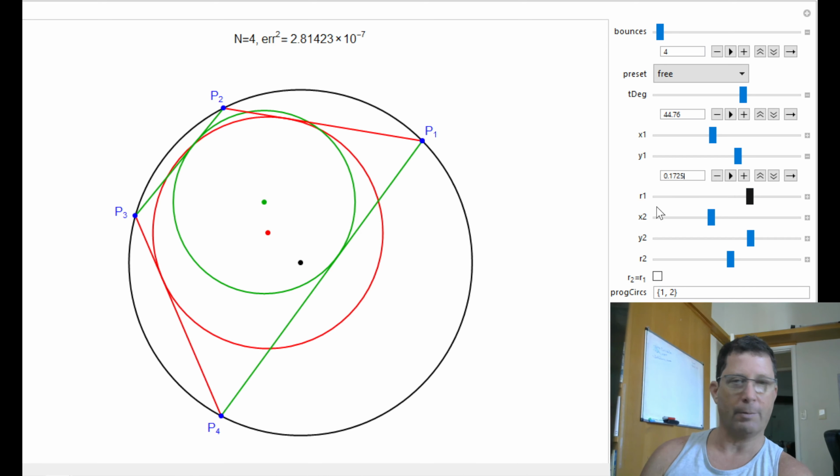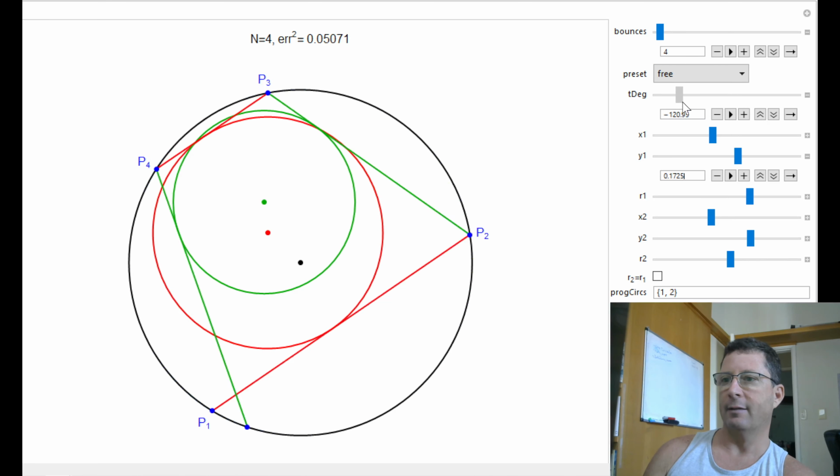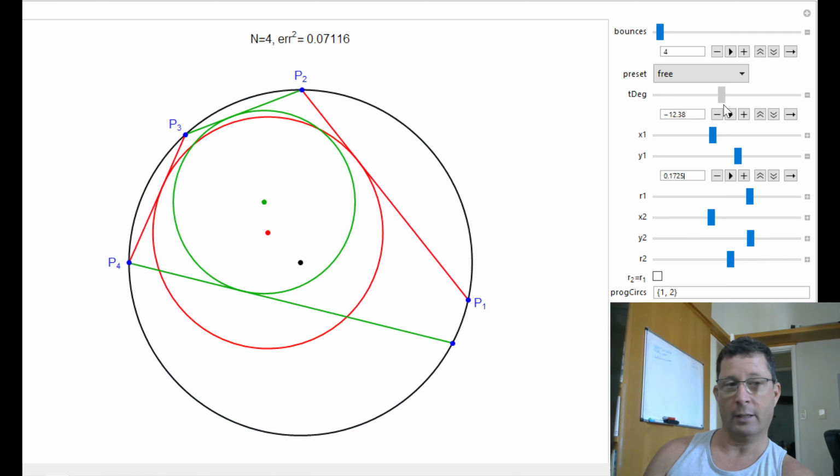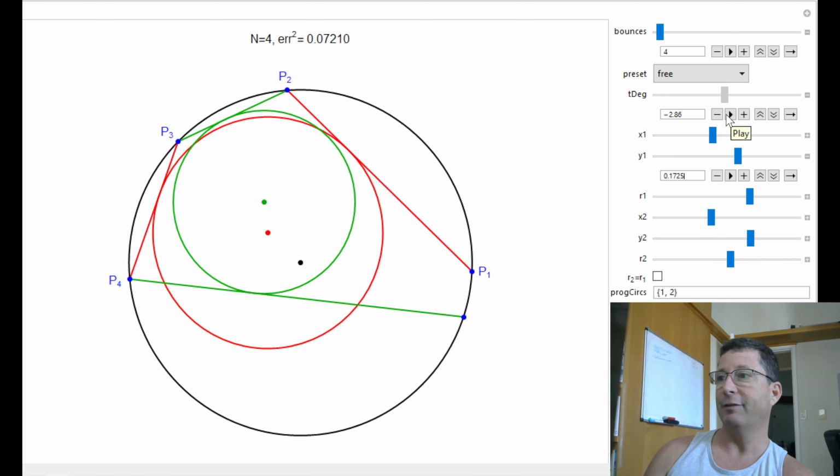But here's the crucial part. We've closed in n equals 4. Is this thing going to remain closed as I now move P1 across the outer circle? And none of them do remain closed, okay? None of the examples I showed you before got perfect closure. But you can see here that the deviation is of the order of, let's call this, 10 to the minus 2 or even 10 to the minus 1, error squared.